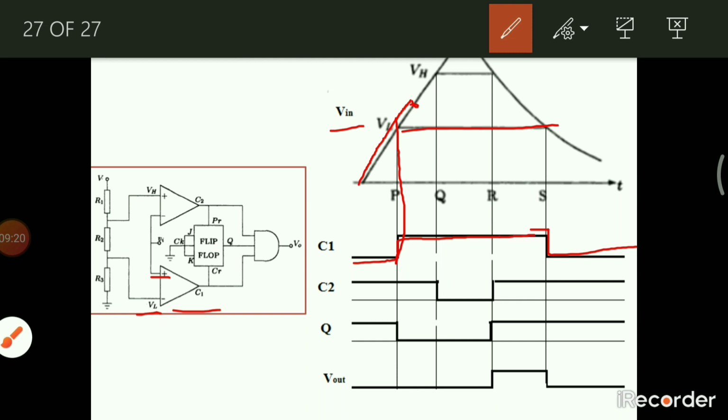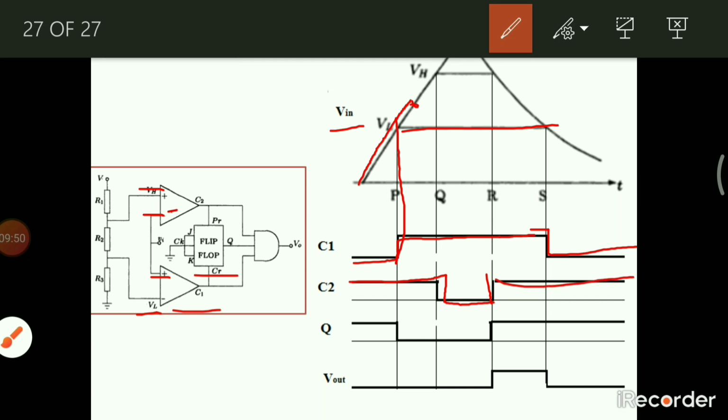Then for comparator C2, it is connected to the negative terminal and VH is here. As soon as Vin is more than VH, and Vin is given to the negative terminal of the comparator, we'll get an inverted waveform when the Vin value is more than VH. So here we'll get a negative waveform.